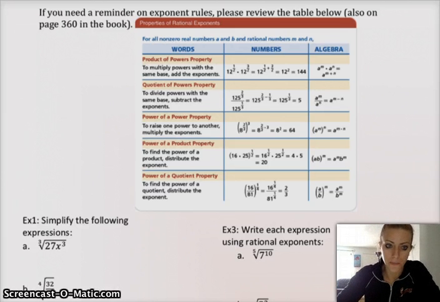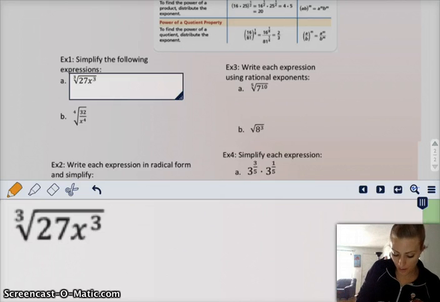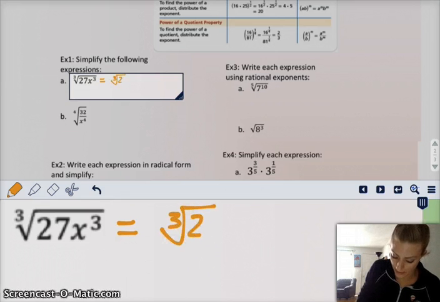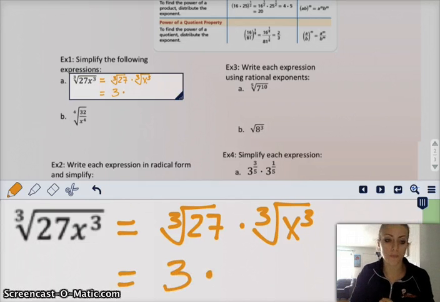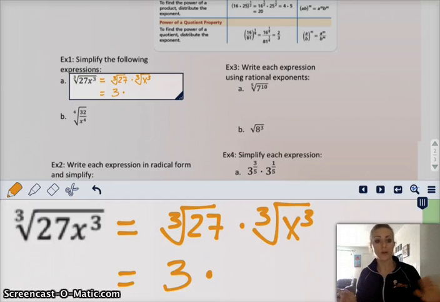then looking at my solutions. All right, example 1a, we have the cube root of 27 times x cubed. Using the first rule, we can make that the cube root of 27 times the cube root of x cubed. Cube root of 27 is just 3. And the cube root of x cubed, remember cube root and the cube cancel each other out because they're inverse functions of each other.